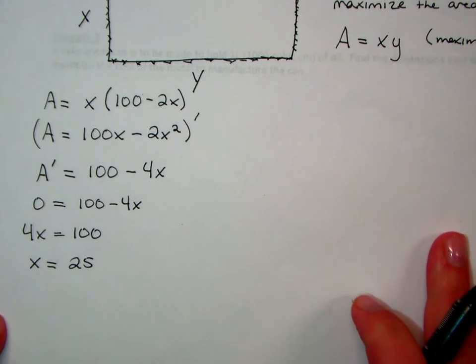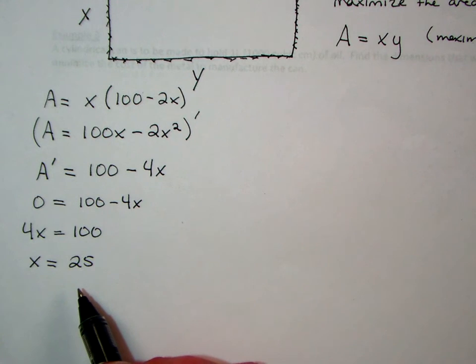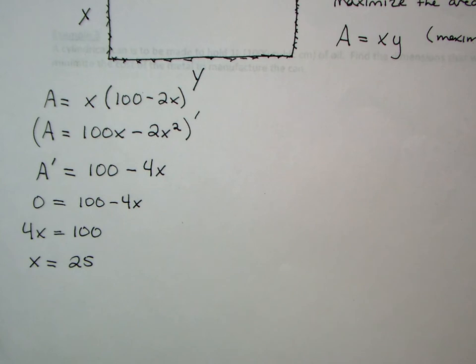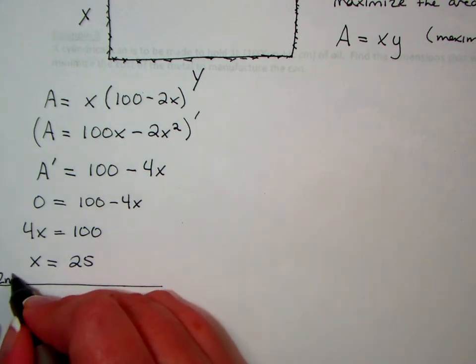So how do I know that that's a maximum and not a minimum? How we're going to tell is we're going to do the second derivative, and we're going to figure out whether this graph is concave up or concave down. So let's do the second derivative test.